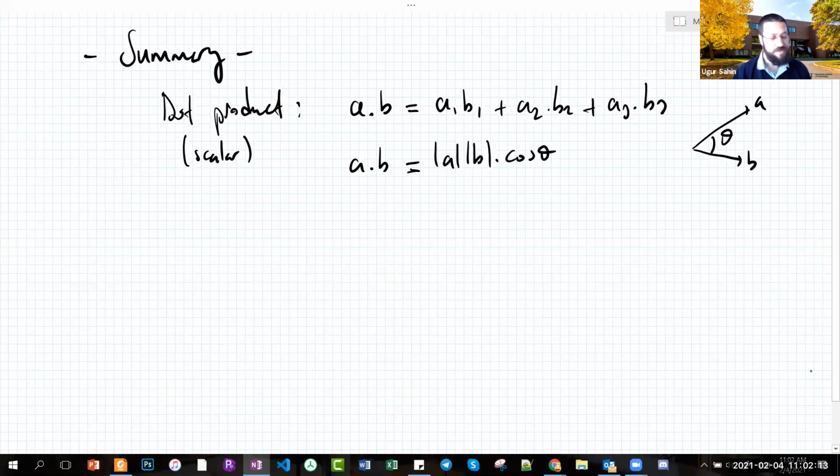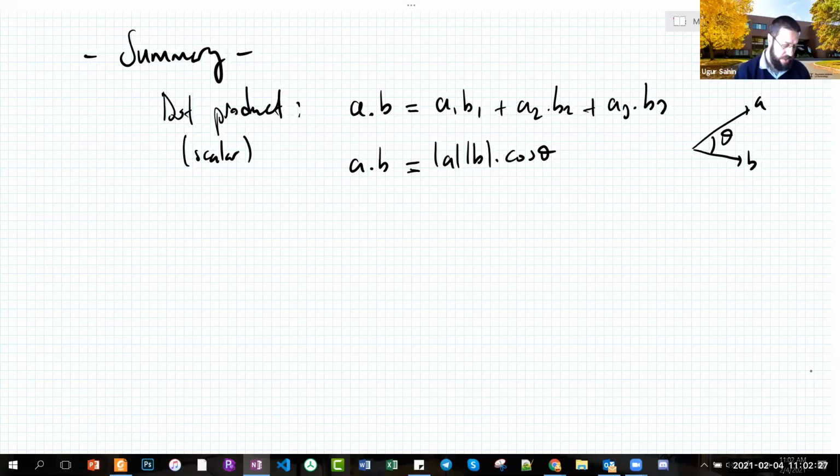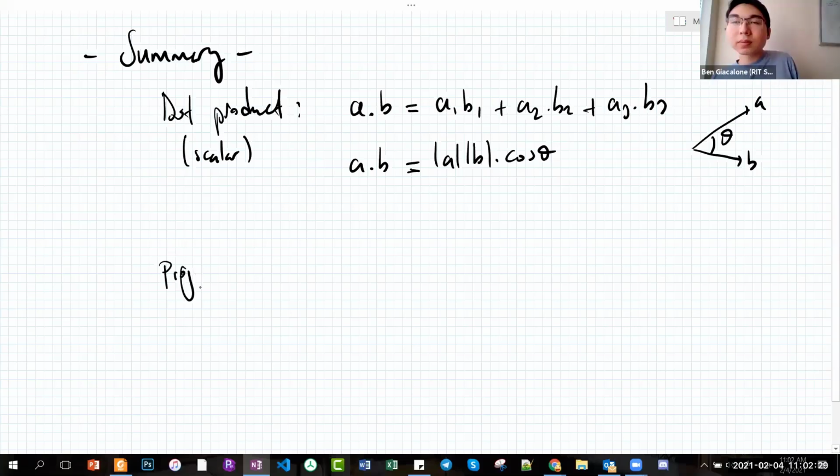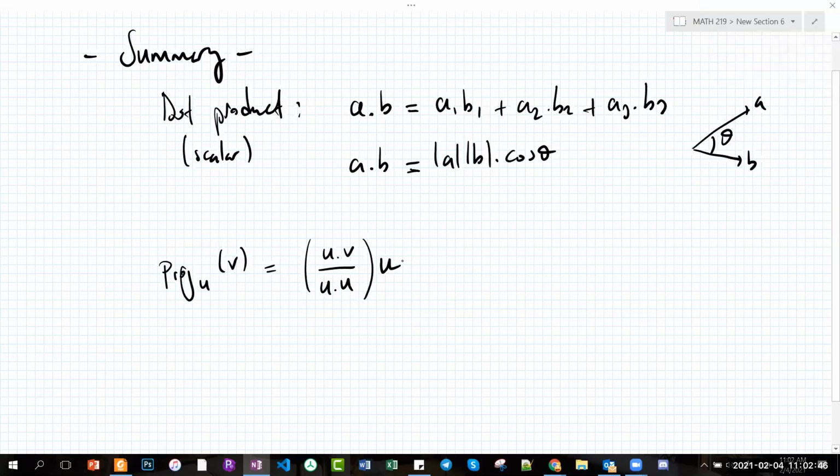What else did we learn? Vector and scalar projections. Exactly. We learned the projection of v onto u, and that was given by this operation. That was the formula.